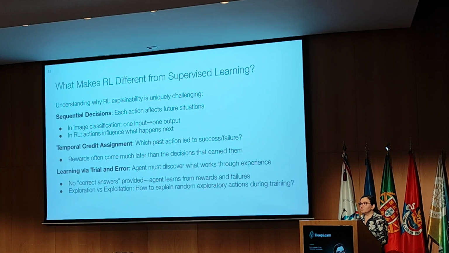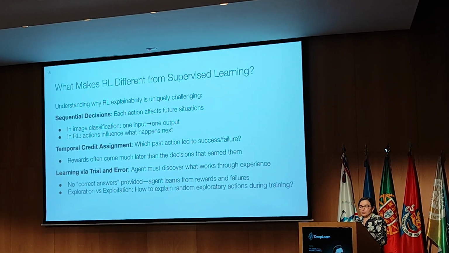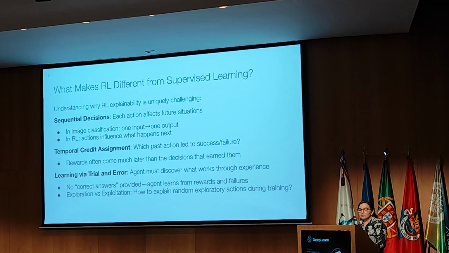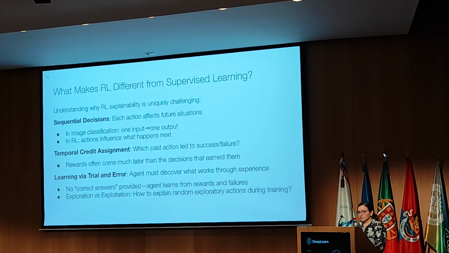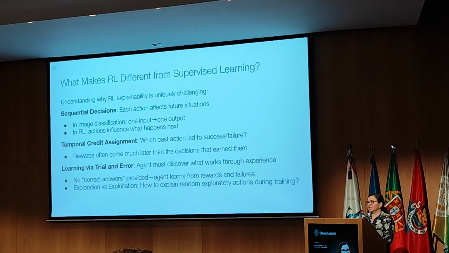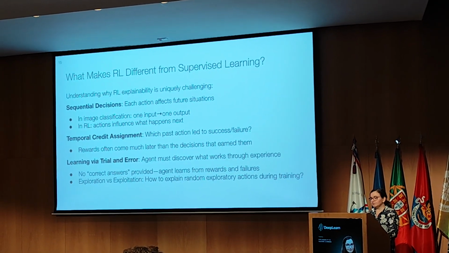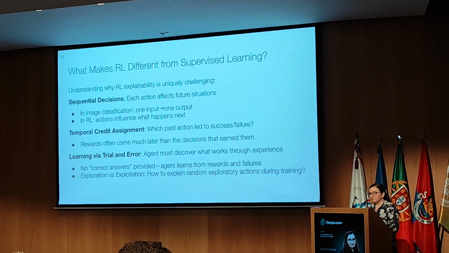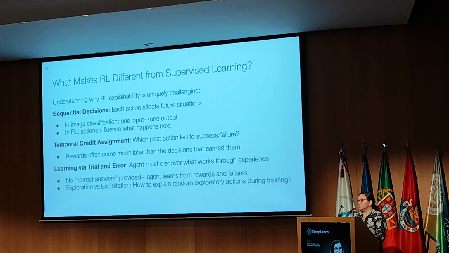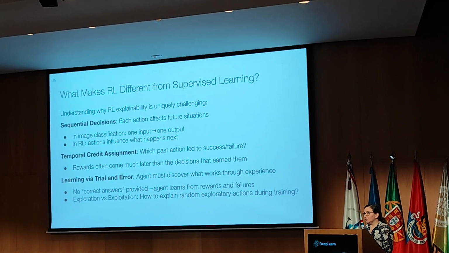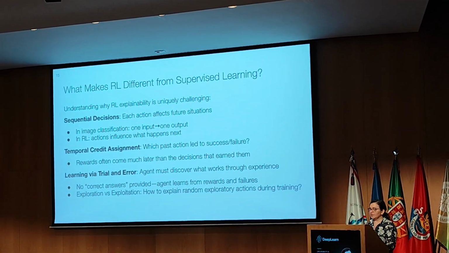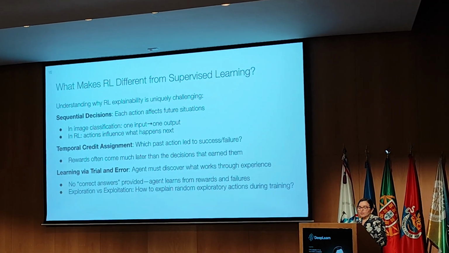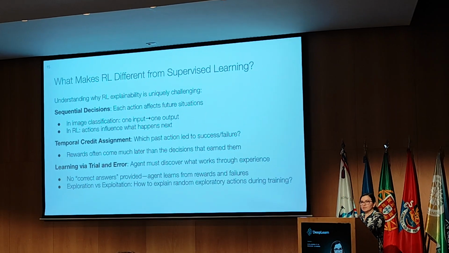Now, how is that different from supervised learning? There are three key differences. The first one is that we're doing sequential decisions. At each stage, we take an action, and that influences a lot how our trajectory behaves from the beginning. Whereas in image classification, things are very simple. You have an input and you have an output.